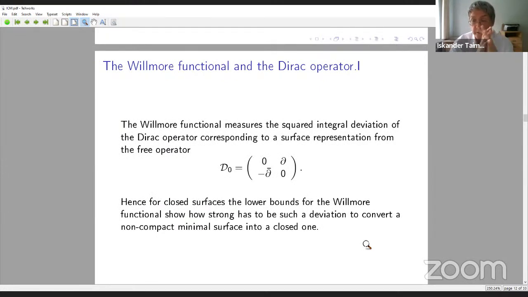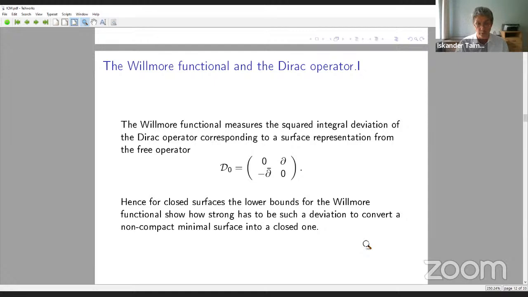That's an interesting point, which was probably the most interesting for me in this representation. So the Willmore function, as already said, measures the squared integral deviation of the Dirac operator corresponding to the surface representation from the free operator. Hence, for closed surfaces, the lower bounds for the Willmore functional show how strong such a deviation has to be to convert a non-compact minimal surface into a closed one.